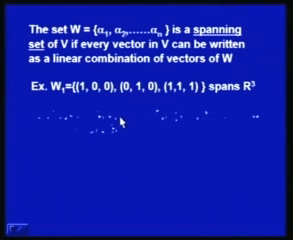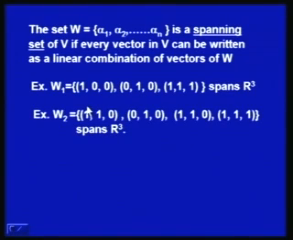We can have another exercise in which another subset W2 consisting of 1 1 0, 0 1 0, and 1 1 1 also spans R3. Viewers can check that they actually represent any vector. Any vector v in V can be expressed as a linear combination of these vectors. So, W1 and W2 both span R3.